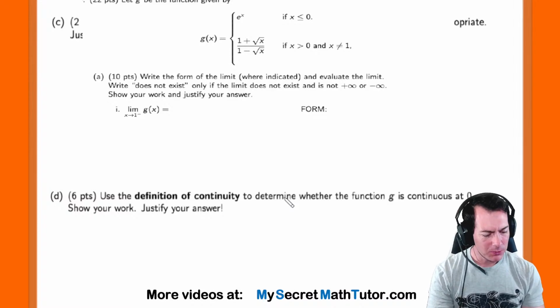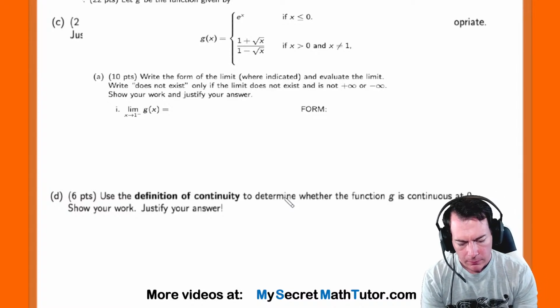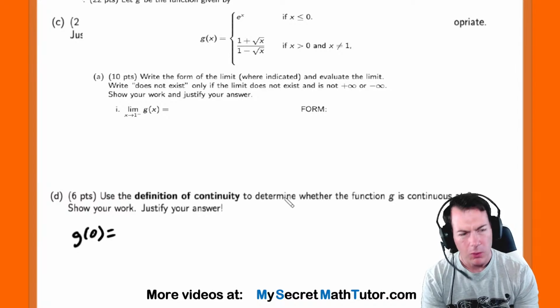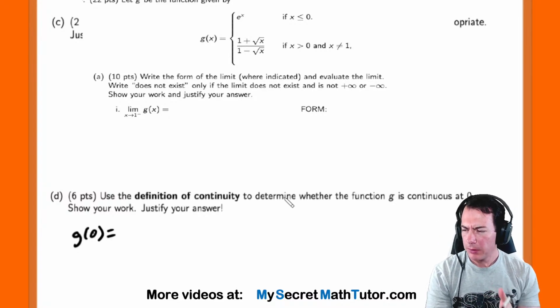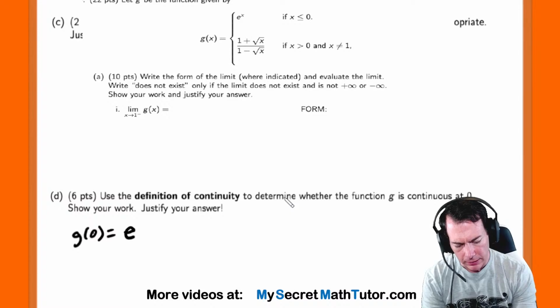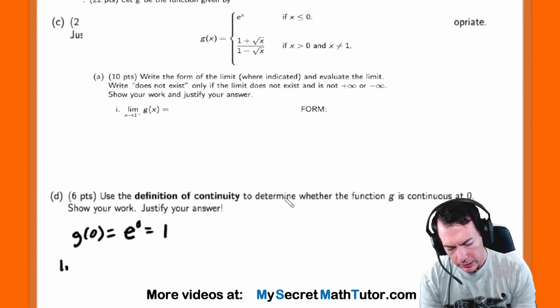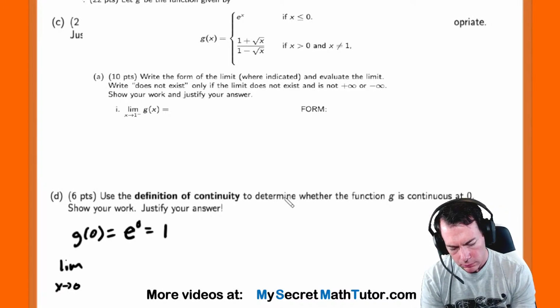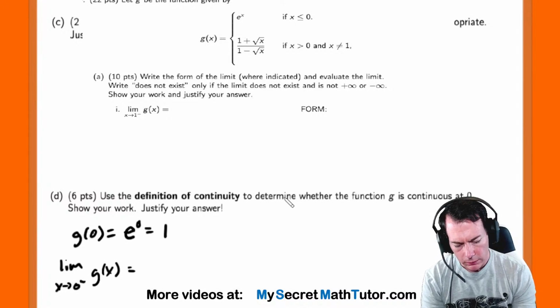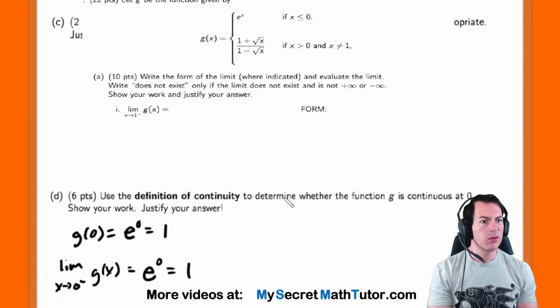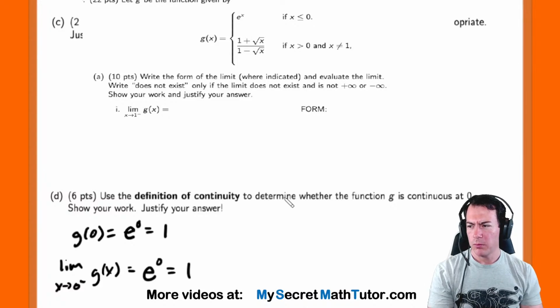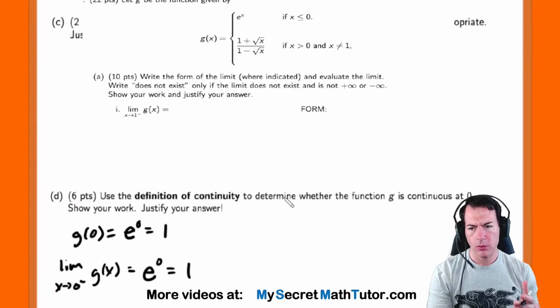So let's check what's going on at 0. What is g of 0? Well, when I plug in 0, it says we should use this e to the x piece. e to the 0 is just 1. So that's the value of the function. Now the limit from the left side of 0 also uses that e to the x piece. So automatically we know from the left side it's going to equal the same value of 1. So the only thing I'm really interested in is what happens as it approaches 0 from the right side.